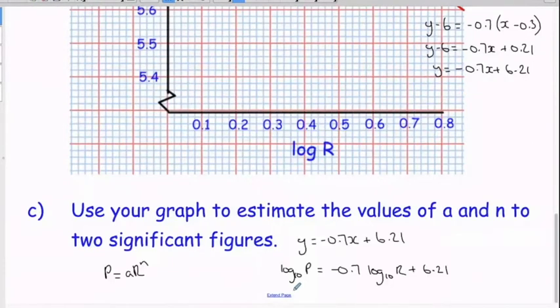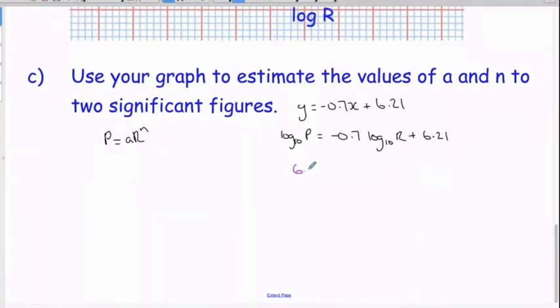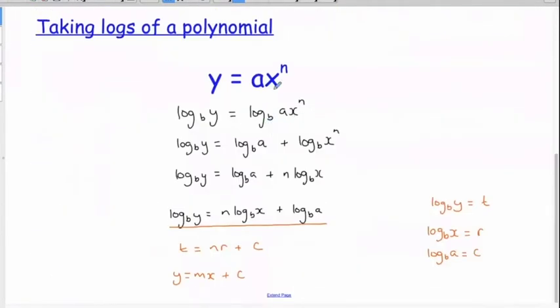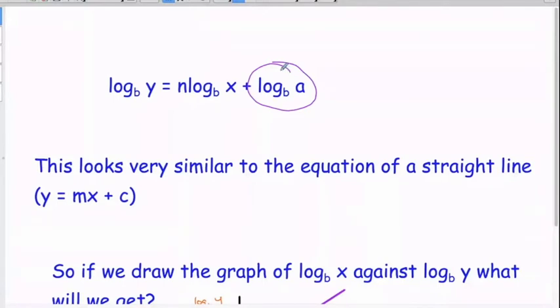That's the difficult one. I'm not sure why I picked it first. But 6.21 is equal to that log to the base b, which is log to the base 10 of A. And we're going to be able to go backwards and get our A out of that. And the N is just the gradient. N, we can already say, is equal to the negative 0.7. If I go back to my working out on the first page, this N here is the same as this N here. So that's the gradient of the line. The N is the gradient, so the N is the power. So we've already worked that out. That power is minus 0.7.